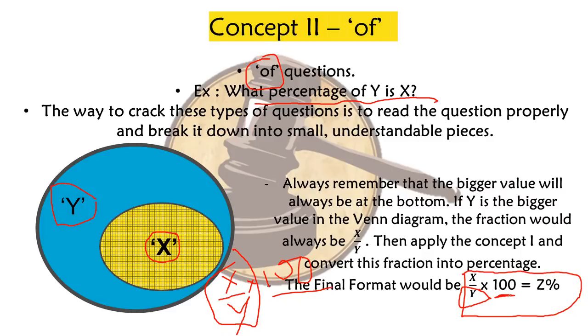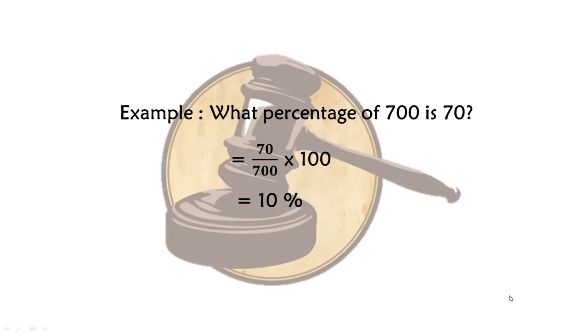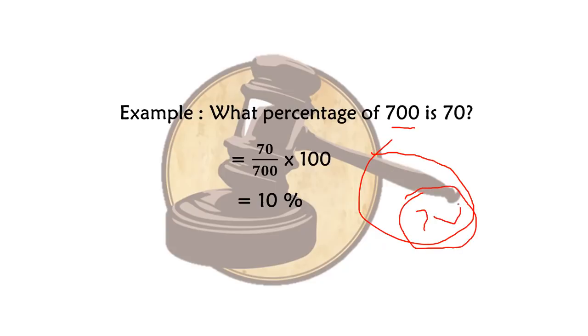Let's move on to the next concept. Okay, so here is an example. What percentage of 700 is 70? So 700 is the bigger circle. Just make sure this diagram pops up into your head for easy understanding. So this is 70 and the bigger diagram is 700. So you take the smaller value on the top, the bigger value in the denominator, multiply it by 100, and the answer would be 10%. So these are very easy concepts and you must know them by heart.